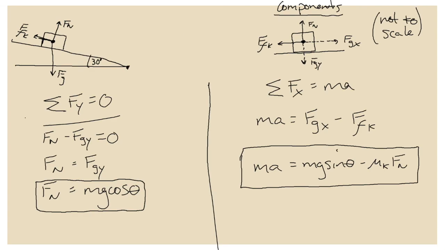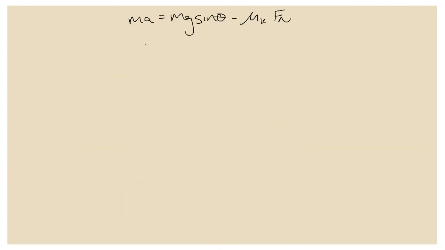So ma equals mg sine theta minus the coefficient times the normal force. And of course, now I'm just going to go back to show it, the normal force is equal to mg cosine theta. And so we can rewrite this equation as ma equals mg sine theta minus the coefficient of kinetic friction times mg cosine theta.